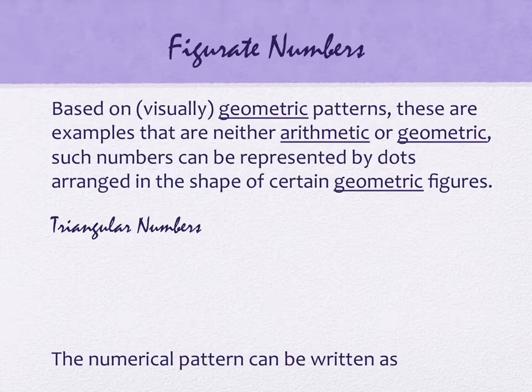So triangular numbers is the first one I'm going to show you. And so I'm going to show you the pattern by showing you a few pieces of the pattern, right? So the first one is just a dot. The second one, you can start to see the triangle forming, right? There's 3 dots. The next one looks something like this. And I will do one more.